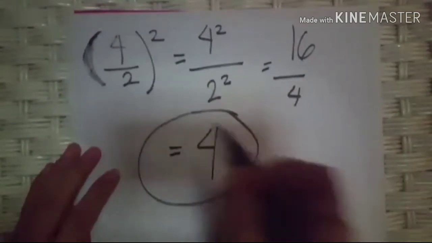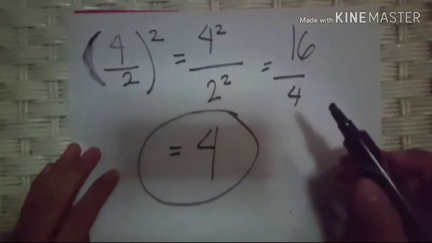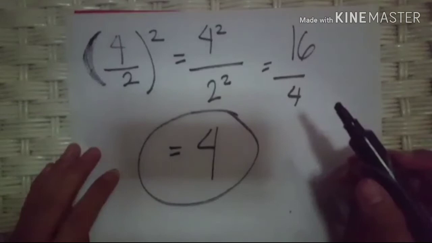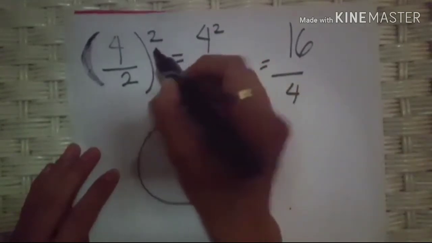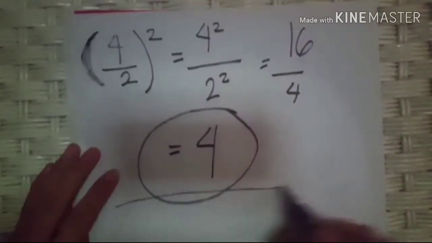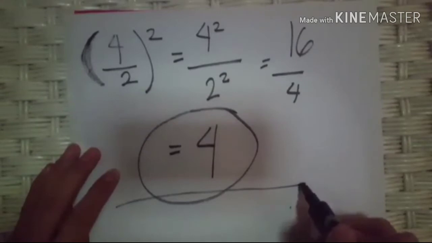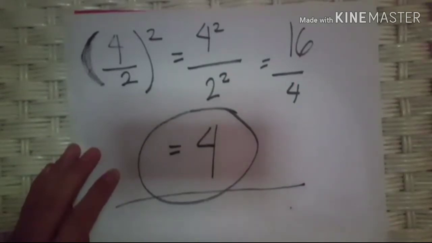Now, consider 4 over 2. Okay, it's equal to 2, but for the moment, let it stay as a fraction. And let us calculate it with the rule first. Let us now solve the fraction first and raise to the power of 2, which is this one. So, it goes like this.